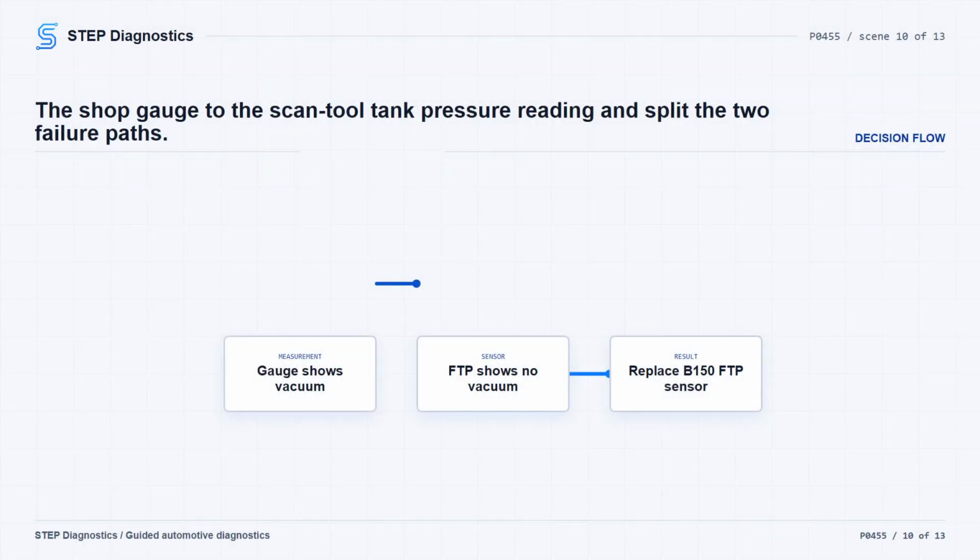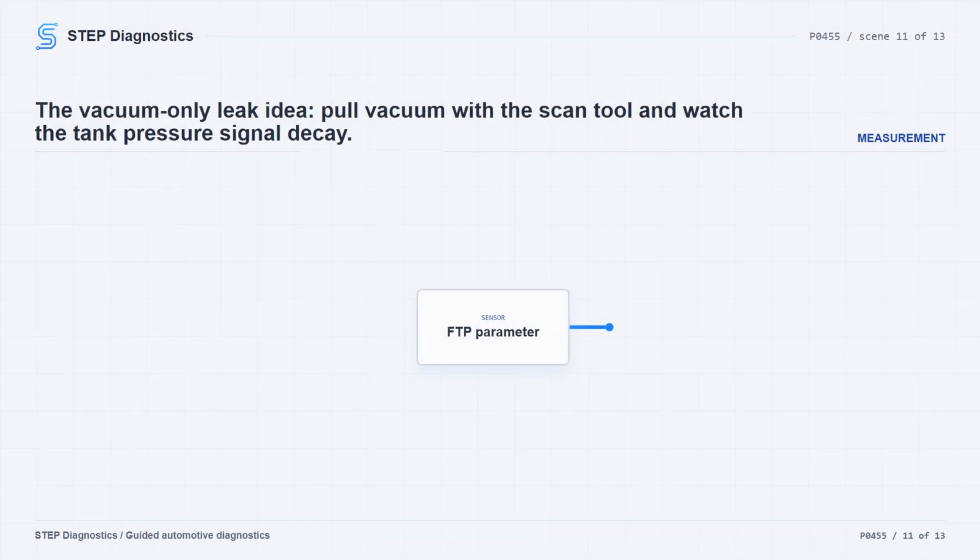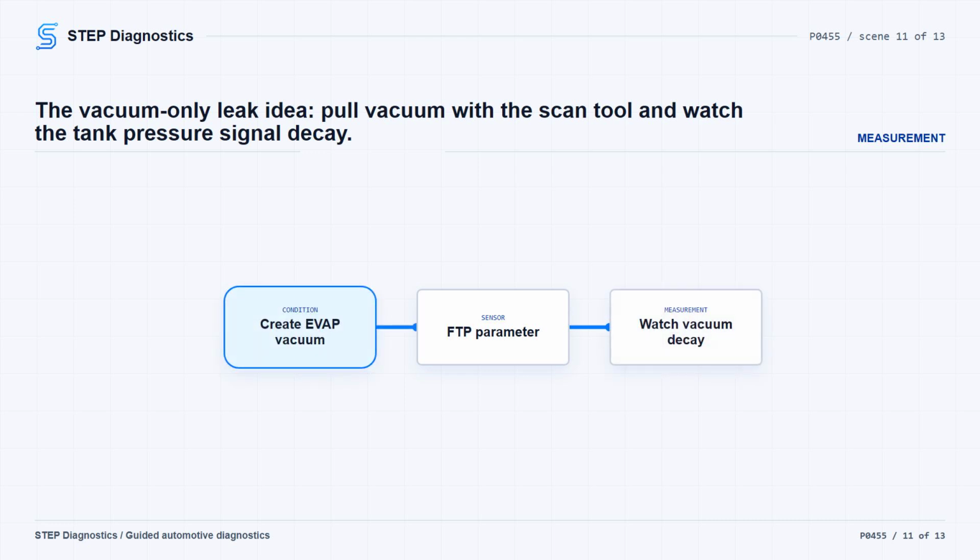Now, compare the vacuum pressure gauge on the GE41413A with the scan tool fuel tank pressure sensor parameter. Both should show vacuum. If the gauge shows vacuum, but the fuel tank pressure sensor parameter does not, replace the B150 fuel tank pressure sensor. If neither one shows vacuum, repair the restriction in the purge path. A leak can sometimes only show up under vacuum, so using the purge seal function to create vacuum and watching the fuel tank pressure sensor parameter for vacuum decay can help catch that kind of fault.